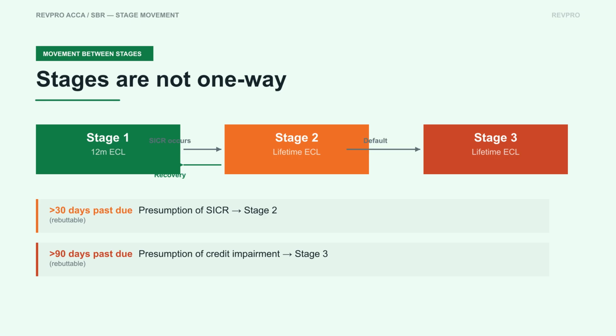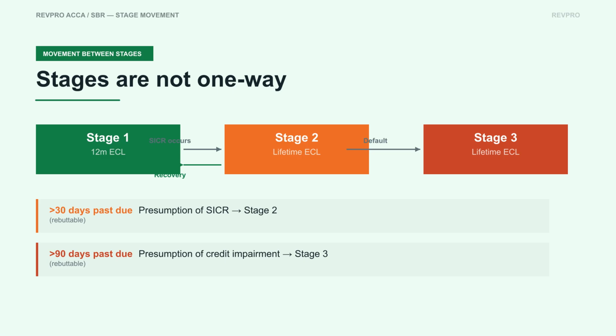Stages are not a one-way road. If credit risk worsens, the asset moves from stage 1 to stage 2 and possibly to stage 3. If credit risk later improves, the asset can move back. For example, if a stage 2 borrower catches up on payments and credit risk returns close to the level at origination, the asset may return to stage 1 and the allowance goes back to 12-month ECL.